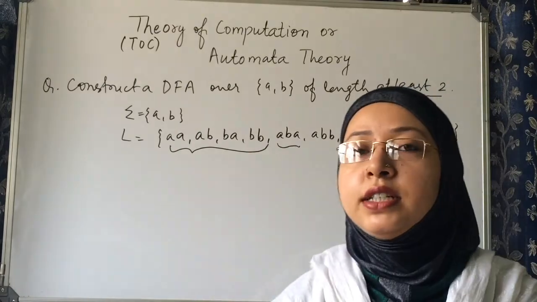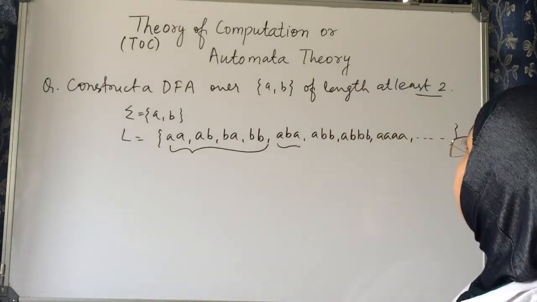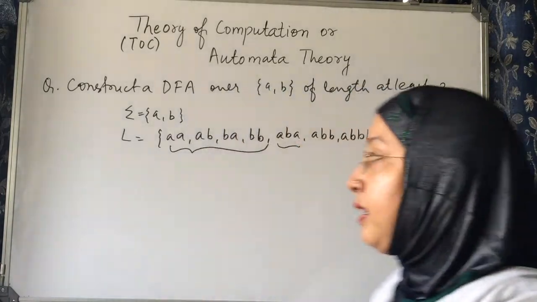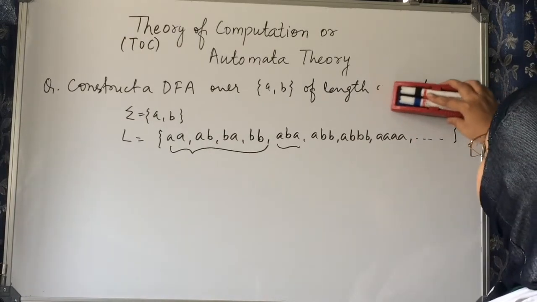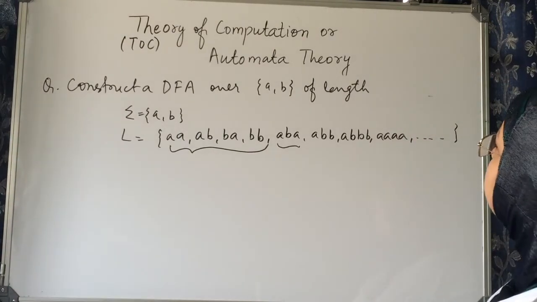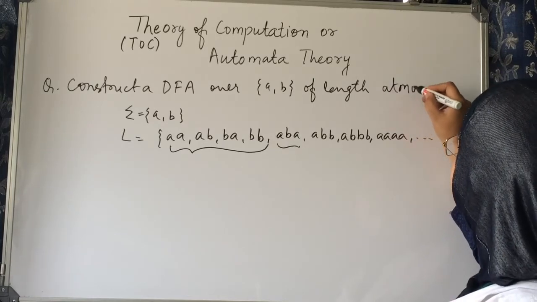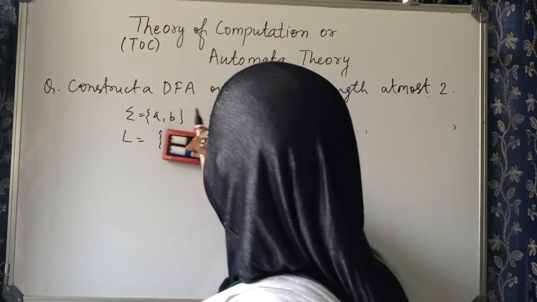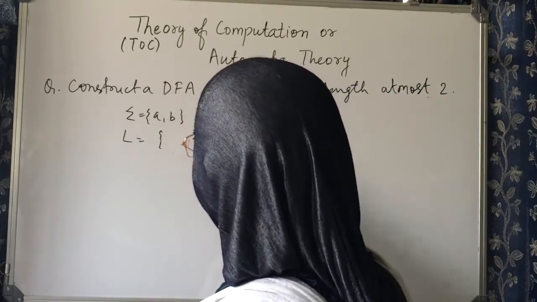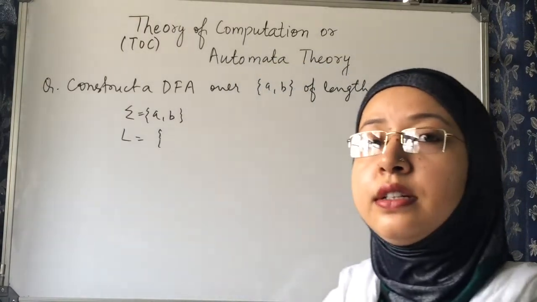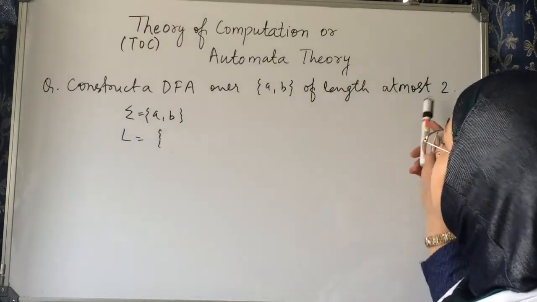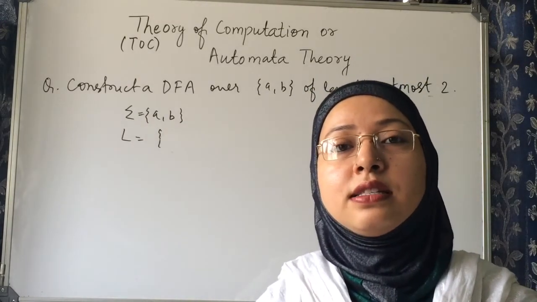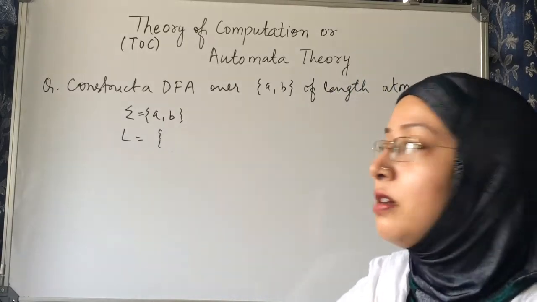In the same question I am changing this, that here length was mentioned that length should be at least 2. If it is given that length should be at most 2, then what will be the strings in your language? What does this mean? At most 2 means it can have no symbols also.